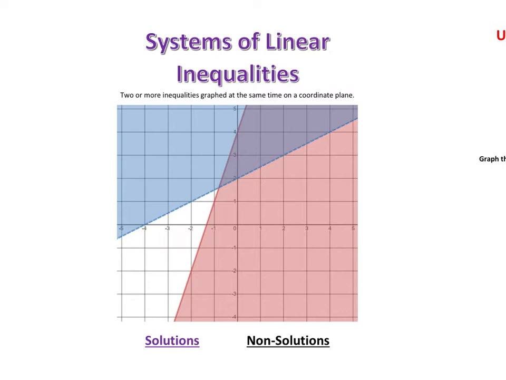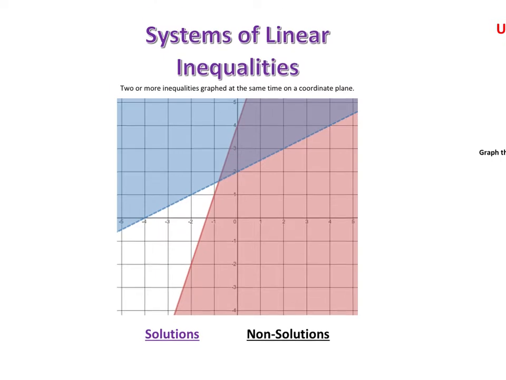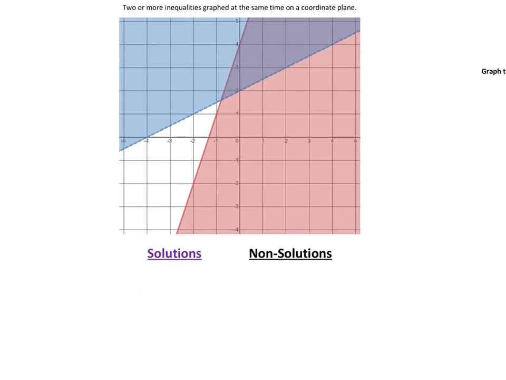Now, when we have a system, we're not just looking for a singularly shaded region to find our solution set. When we're talking about solutions to a system of inequalities, we're looking for what I like to call the supershade.